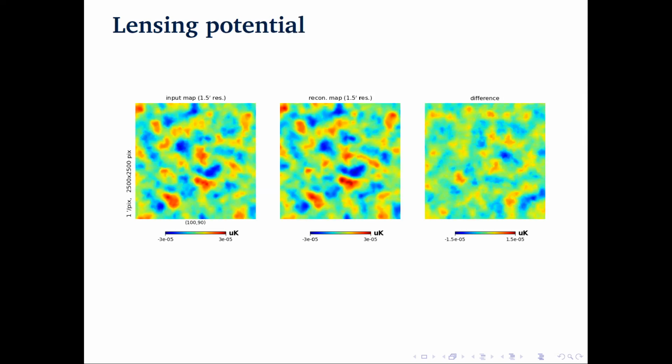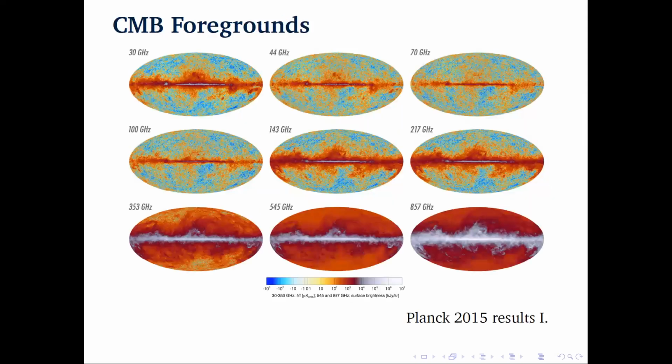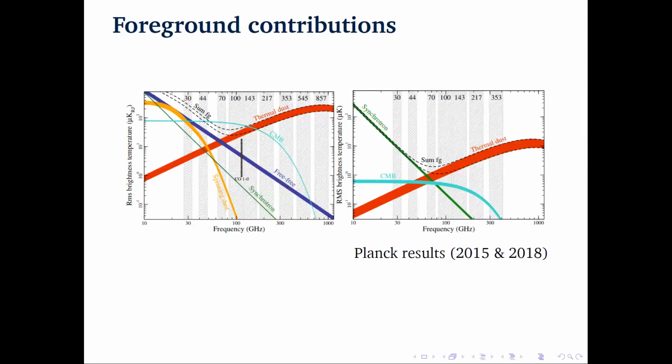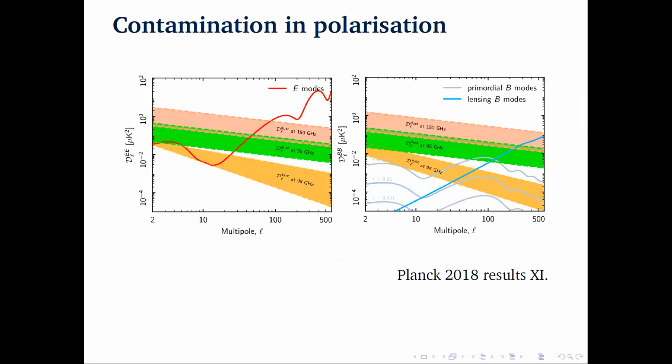But all this analysis has been done without foregrounds. Now, in real life, we have this foreground contamination. I'm not going to explain this slide because it has already been covered by Artem. Galactic foregrounds have different components which have different intensity at different frequency levels. And this plot also has been shown by the previous talk. So I'll skip to this plot, which is very important for my case.